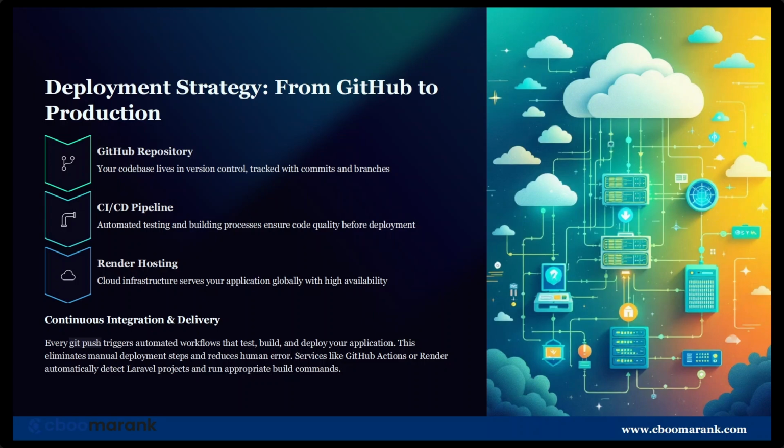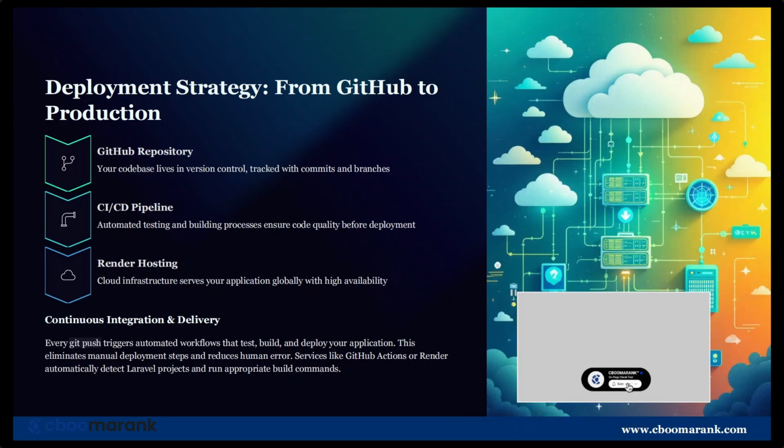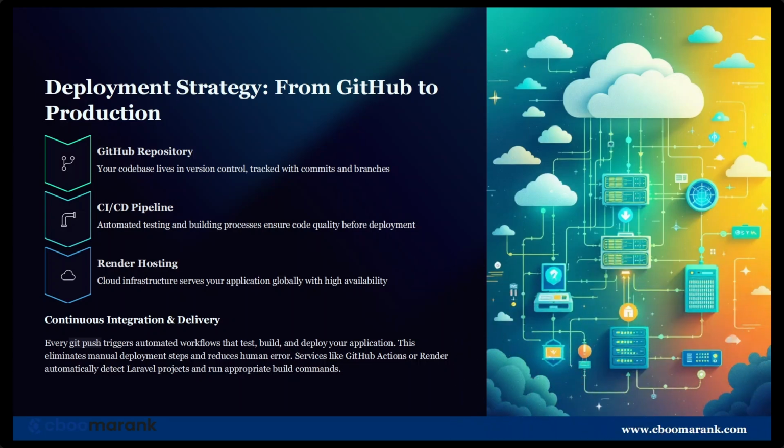Next is continuous integration and delivery. Every Git push triggers automated workflows that test, build, and deploy our application. This eliminates manual deployment steps and reduces human error. Services like GitHub Actions or Render automatically detect Laravel projects and run appropriate build commands.